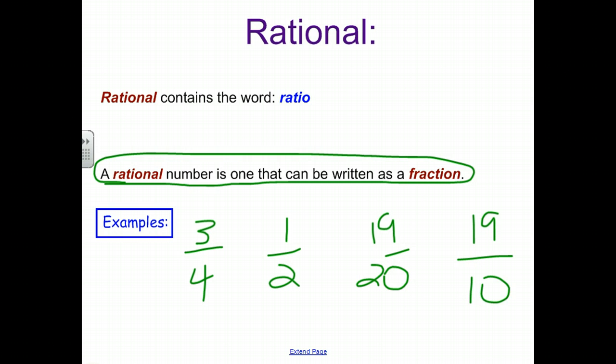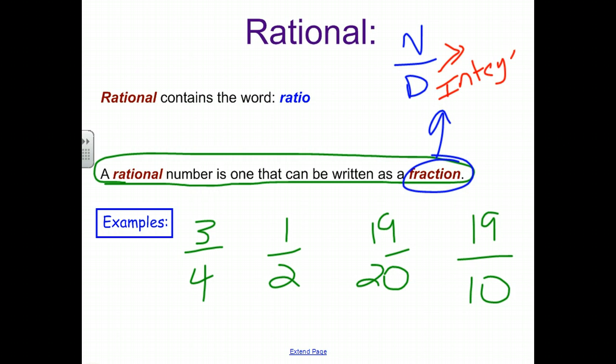Now, the important thing about being written as a fraction here is that numerator and denominator both have to be integers. You can't have a rational number determined by 3.5 over 4.7. That would not work. We would have to convert it to something that has integers as the numerator and denominator.